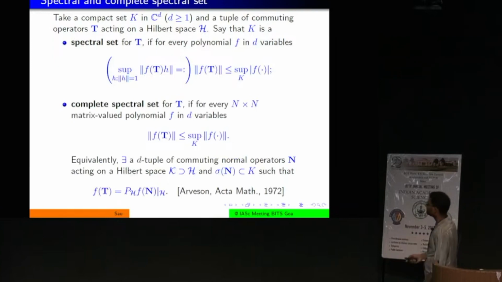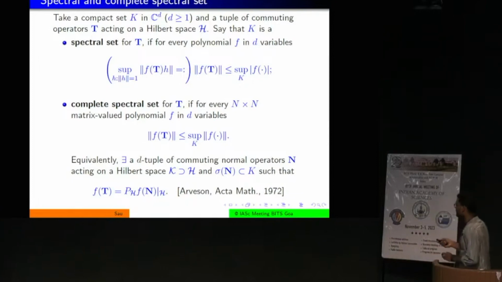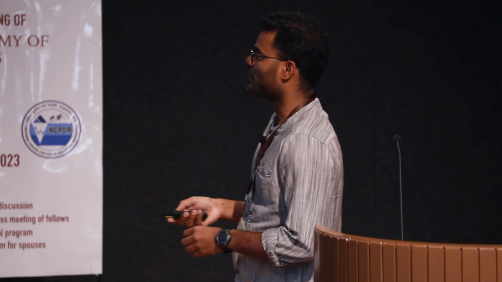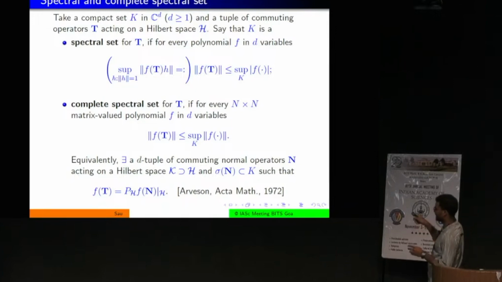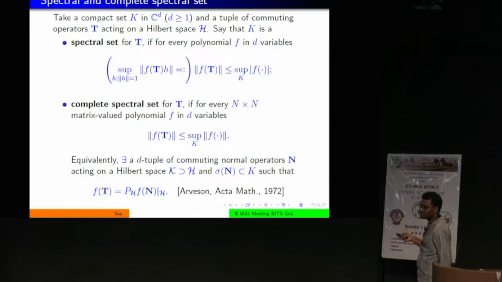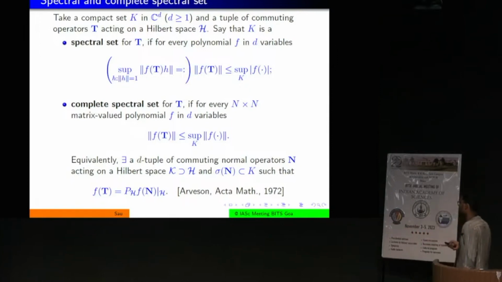You say it's a complete spectral set if this happens not only for scalar valued polynomials, but also for n by n matrix valued polynomials, for every n greater or equal to 1. One easy way to think of a matrix valued polynomial is as a matrix with polynomial entries. So F(z) equals (f_ij), i, j equal to 1 to n, and so F(T) equals (f_ij(T)). You look at the operator norm of that, and that should be less or equal to the norm of F over the compact set. So from the definition, you see that a complete spectral set is in particular a spectral set, because a complete spectral set is asking more. You want that to happen for every n.